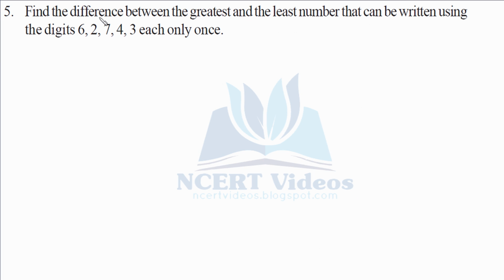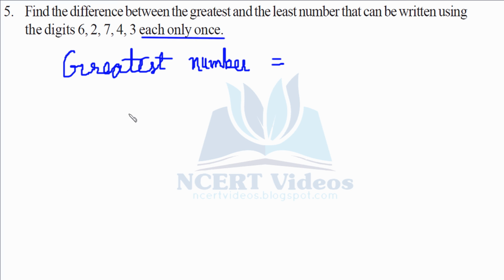Fifth, find the difference between the greatest and the least number that can be written using the digits 62743. So first of all, we have to make the greatest number. The greatest number will contain the greatest digit at the leftmost side. So here it is 7, the greatest digit. Then we will write 7, 6, 4, 3, 2, and so on. So we are writing it 7, 6, 4, 3, 2. So that makes our 5-digit largest number from the given digits.